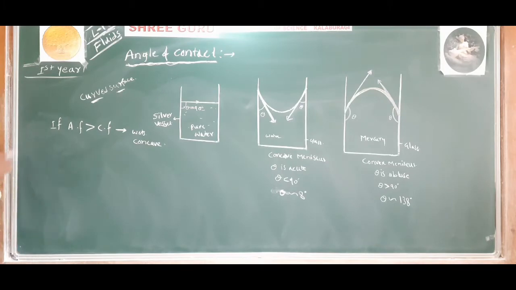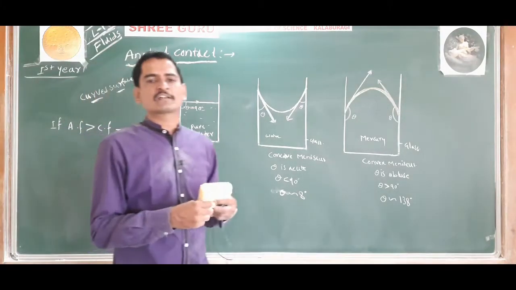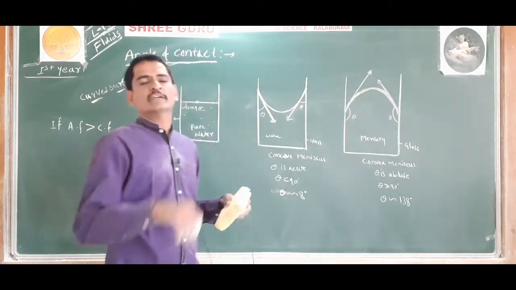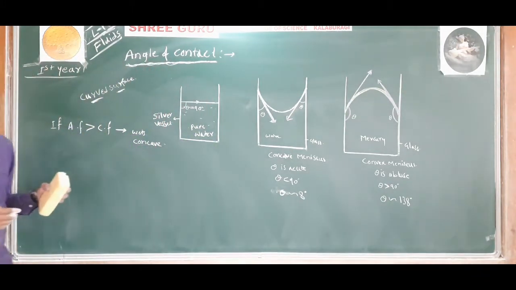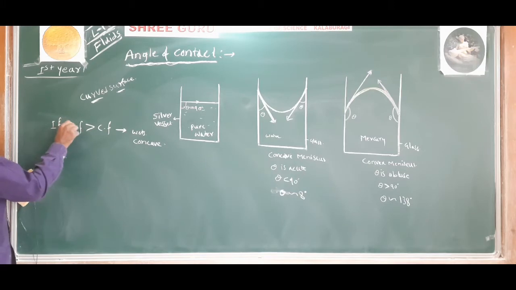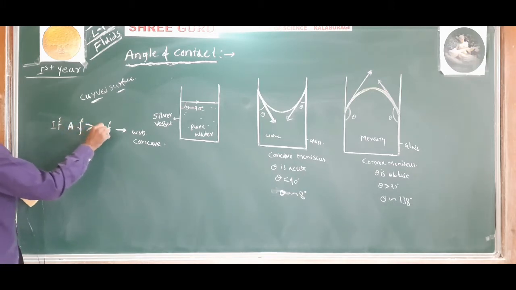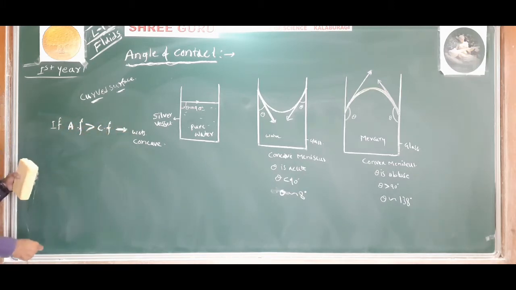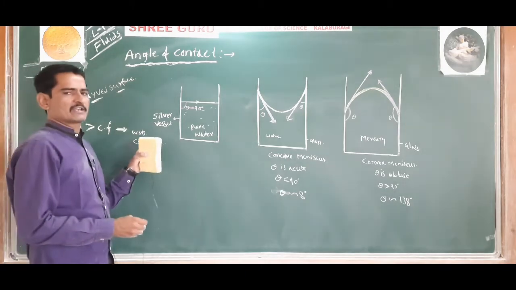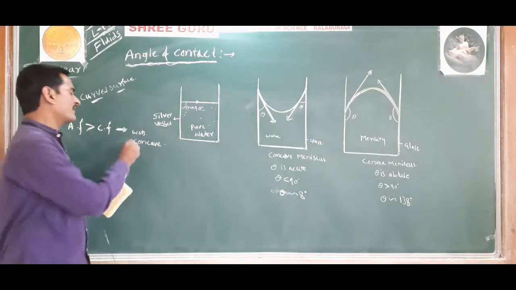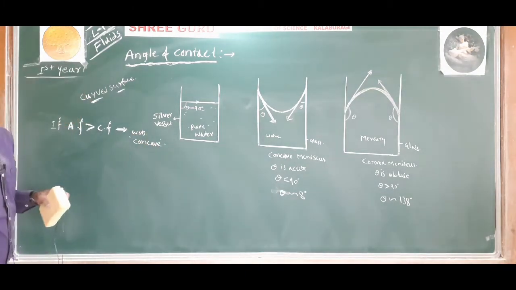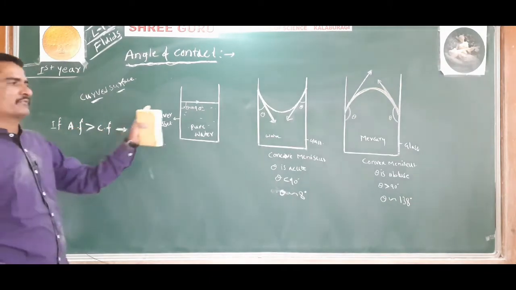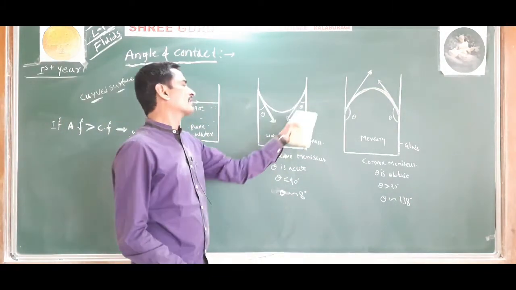We have studied this already, that water wets the glass surface. Why does water wet the glass? In the first lecture on surface tension we studied it. If adhesive force is greater than the cohesive force, then the liquid wets the solid surface, and the meniscus will be a concave meniscus. That is, the free surface of the liquid will be concave.